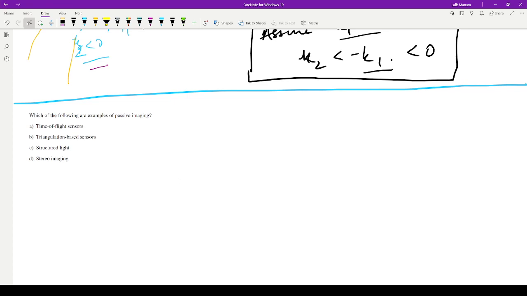Regular image. No. You're talking about active imaging? Regular image? Yes, sir. No. Passive image is the depth of. No, no. Okay. So what is active and what is passive out there?